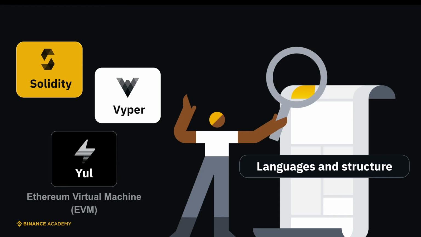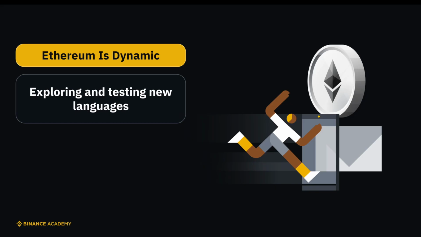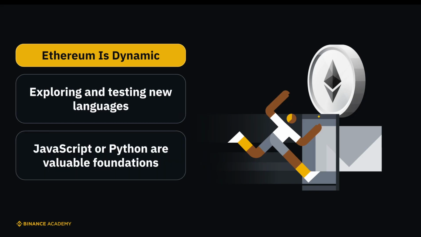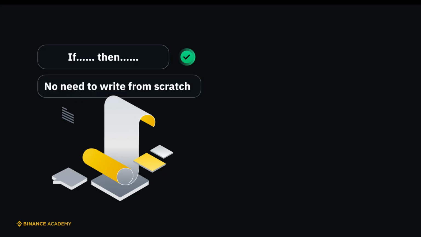Remember that the Ethereum ecosystem is dynamic, with developers continually exploring and testing new languages. For aspiring smart contract developers, a background in programming languages, particularly JavaScript or Python, can be a valuable foundation. Smart contracts typically operate based on the if this, then that logic, though their applications can span a broad range of variations. One good aspect is that developers don't always need to write these contracts from the ground up.